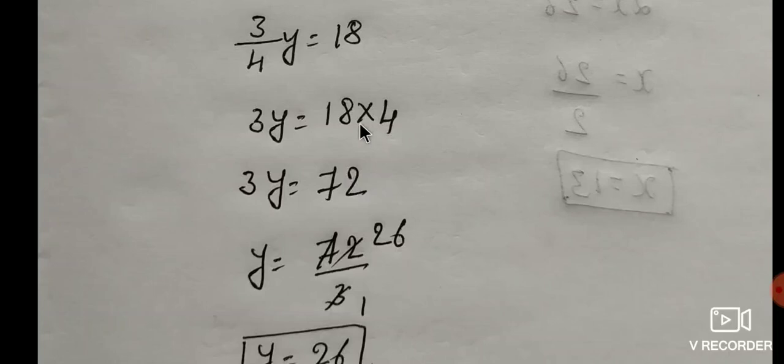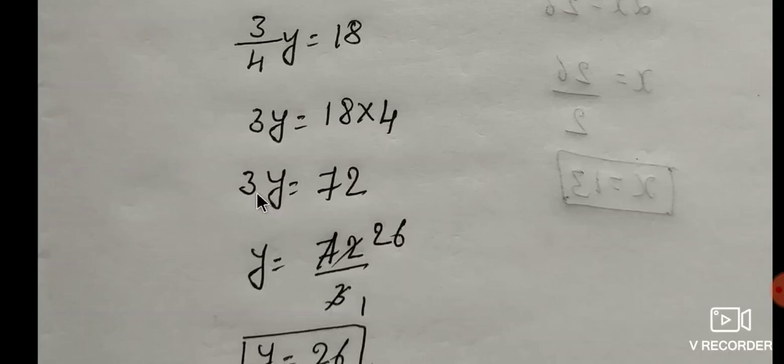4 8s are 32, 2 carry 3. 4 1s are 4, 4 plus 3 is 7. So 72. So 3y is equal to 72, and here we have to find the value of the unknown variable y.